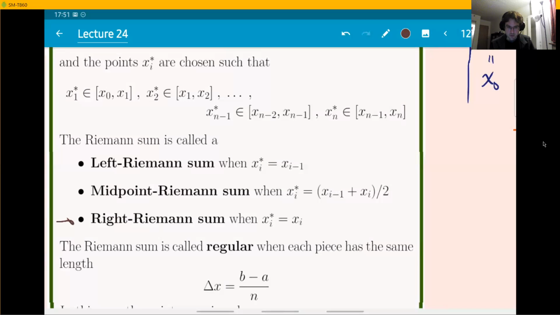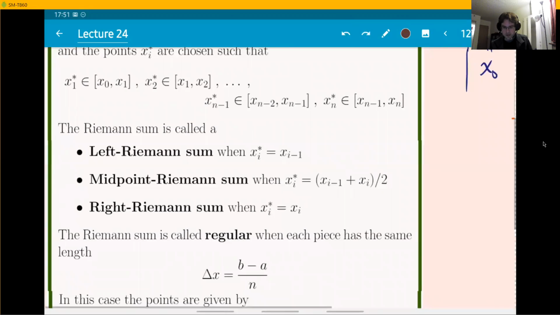Right Riemann sum is what was our first example with the parabola, when the x star point is the right side point. And middle Riemann sum, or midpoint, is when your point is right in the middle between the two. Yeah, so we've seen examples of these already, and also the examples we've seen, they are also what's called regular. It's when each one of the pieces has the same length.